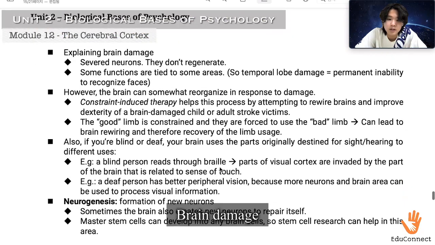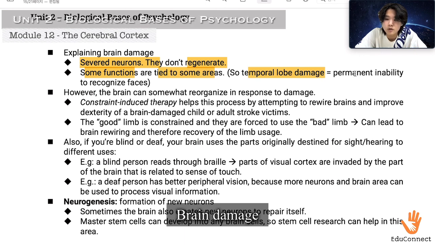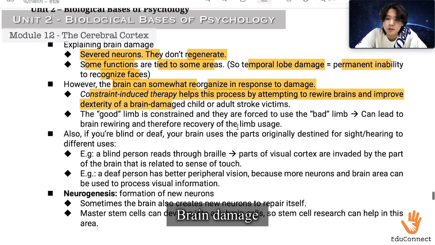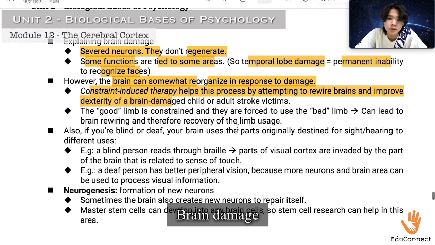Now, explaining brain damage. Severed neurons don't regenerate, sadly. Some functions are tied to some areas, so temporal lobe damage may lead to a permanent inability to recognize faces. However, the brain can somewhat reorganize in response to damage. Constraint-induced therapy helps this process by attempting to rewire the brain and improve dexterity of brain-damaged children or adult stroke victims.